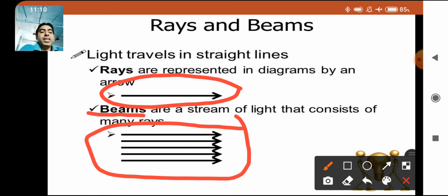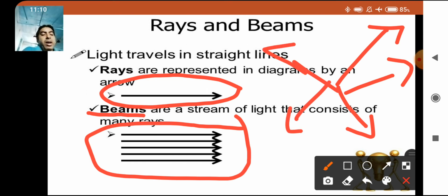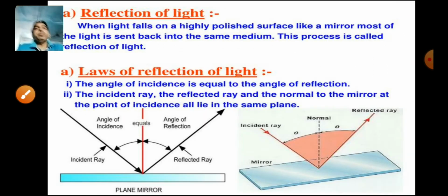These rays may or may not be parallel. They may be parallel or they may not be parallel. They can move in any direction. If there is a point source of light, then the rays spread out, and that is called diverging.